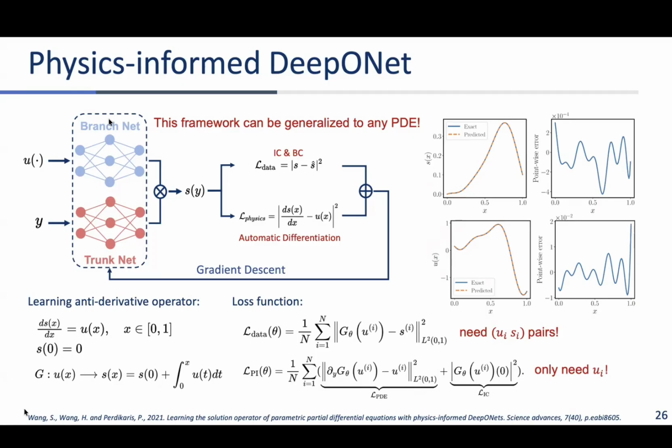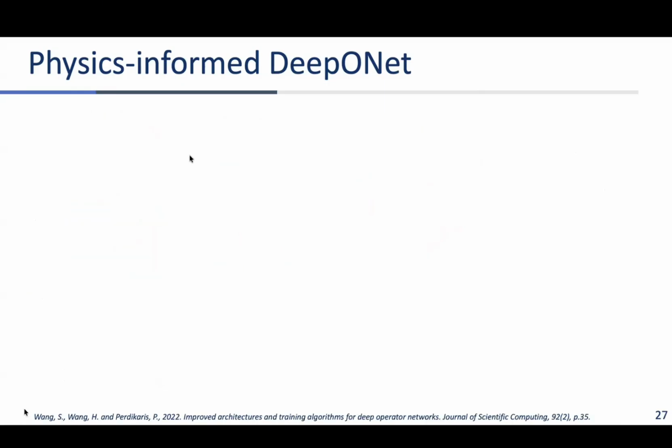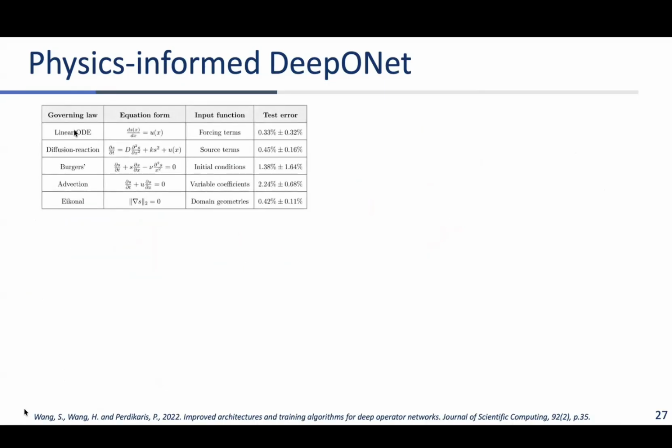And in fact, we further test this framework on some standard PDE benchmarks. The results are summarized in this table. We consider different PDEs, and for each PDE, we consider input functions of different types, like the forcing terms, source terms, or the domain geometries. For all the cases, we can achieve a reasonable error below 1%.